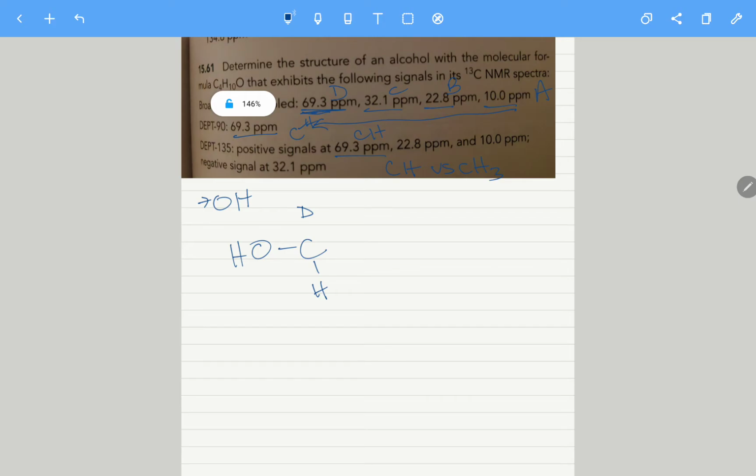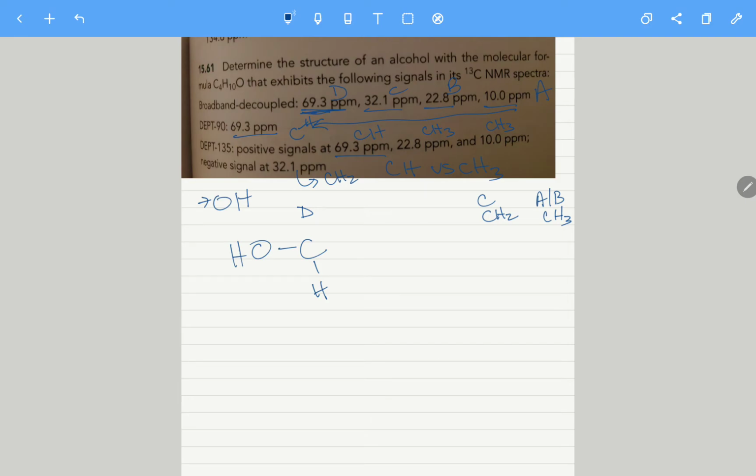We know that 22 and 10 do not show up on DEPT 90, so they must be CH3s if they're positive on the DEPT 135. And because 32 is negative, it's a CH2. So we know that C is a CH2. We know that A and B are CH3s, so they must be at the ends of things.